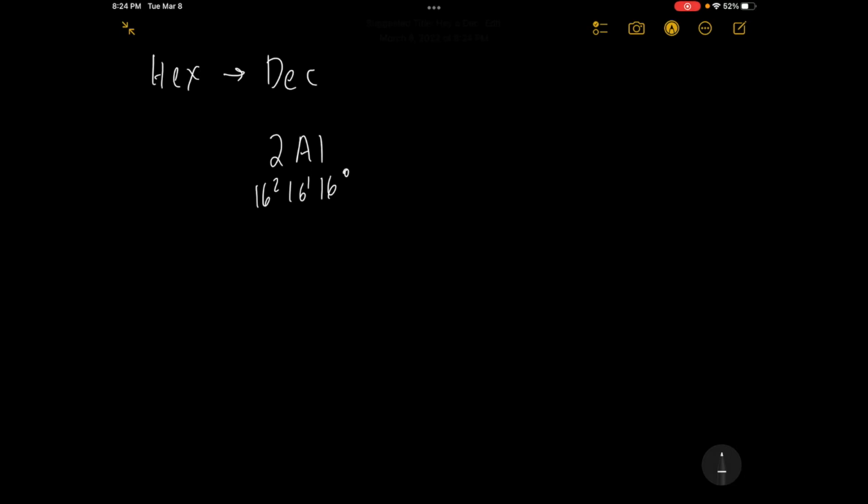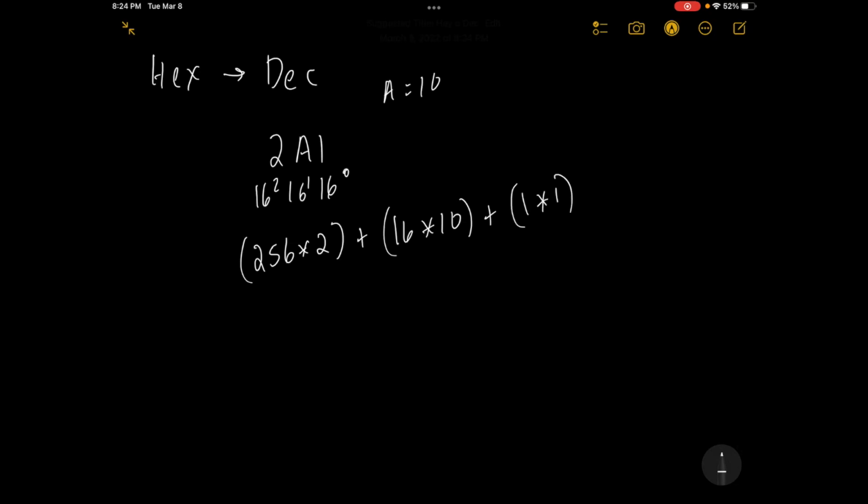So what we're going to have is 256 times 2, plus a is equal to 10, so we're going to have 16 times 10, plus 1 times 1, because 16 to the power of 0 is just 1. So this is going to be 512 plus 160 plus 1. And that's going to be equal to 573. Not 53, 573. Okay.